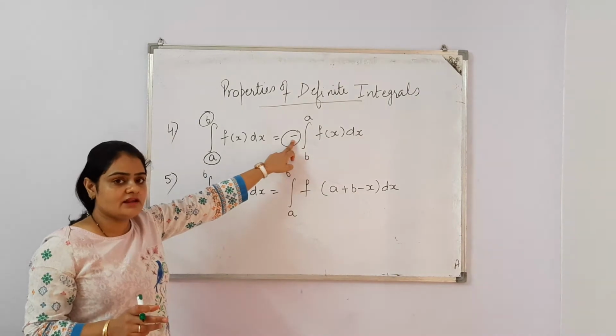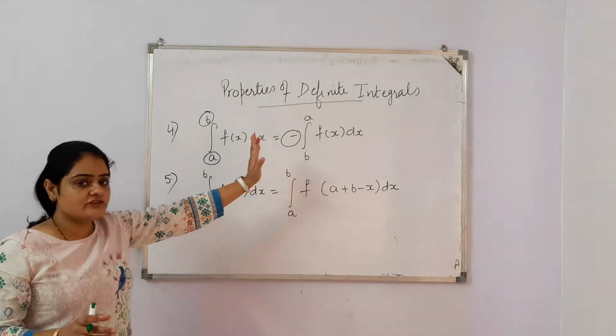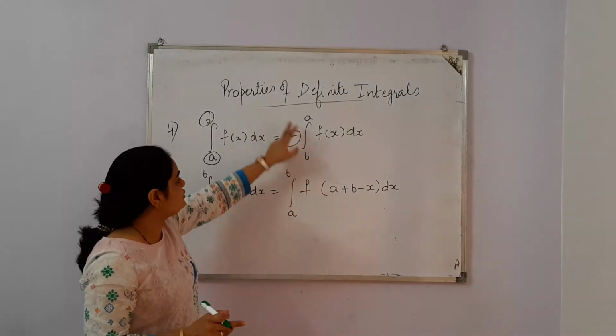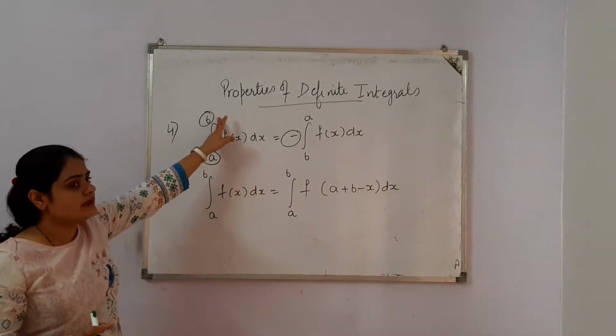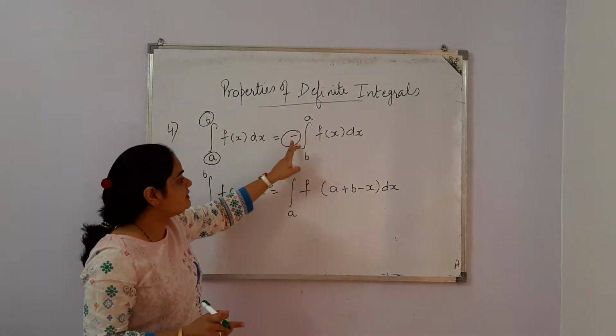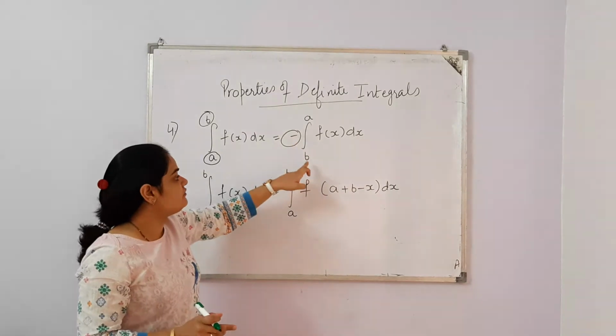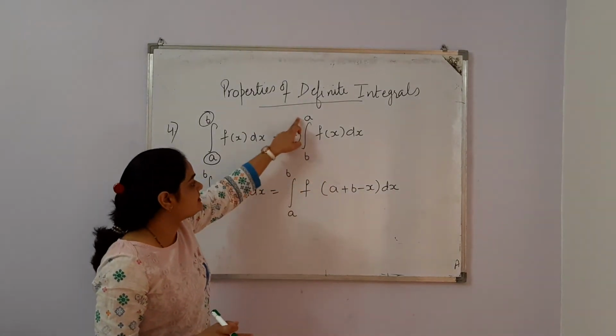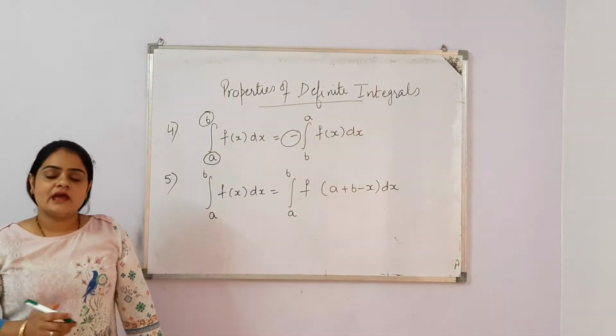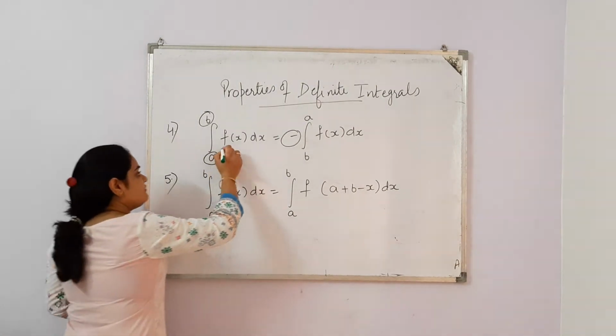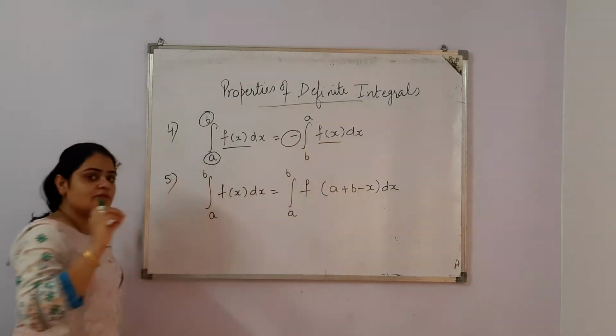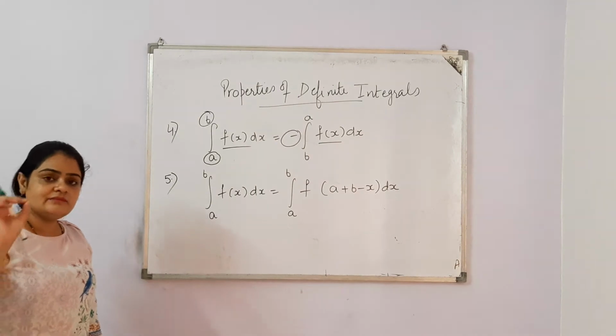The negative sign will come out of the integration sign. So negative of the integral from b to a. Here the limits are a to b. Here the limits are b to a, but with a negative sign. Negative of the integral, limits are b to a. The function is the same, f of x dx. There will be no change in function except the negative sign.